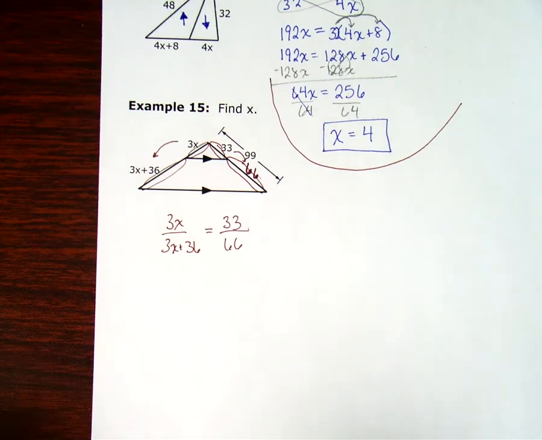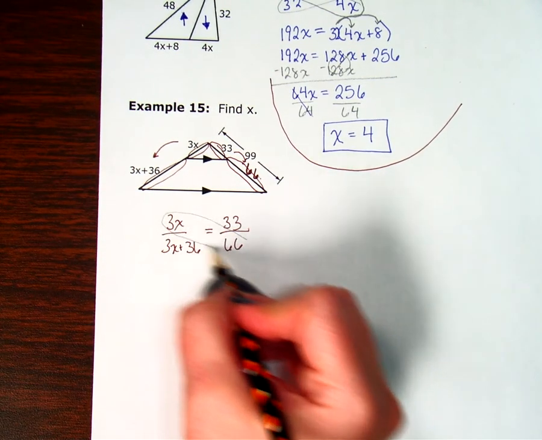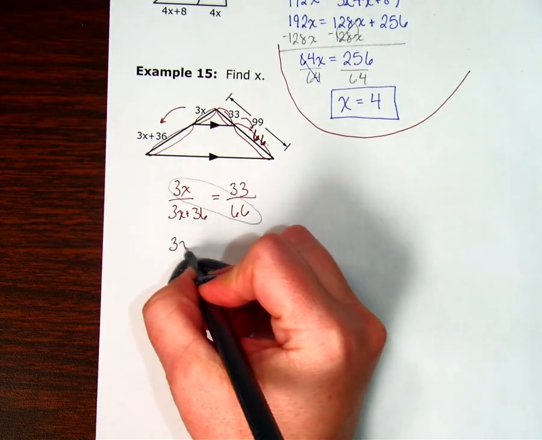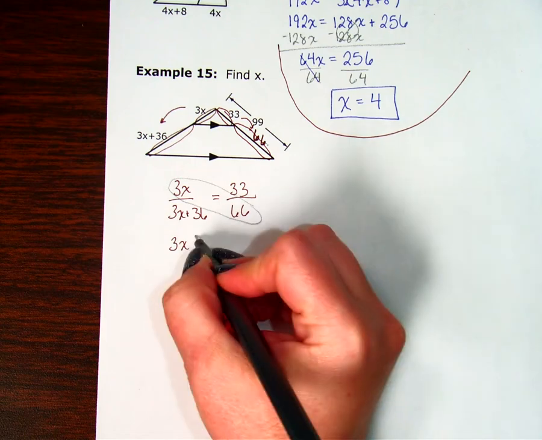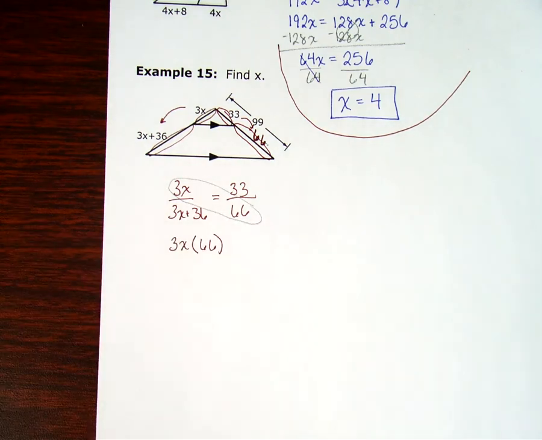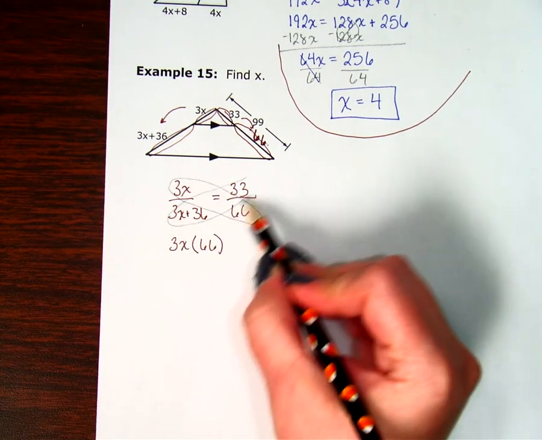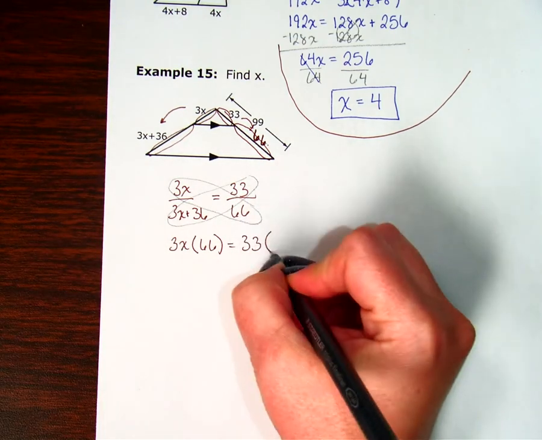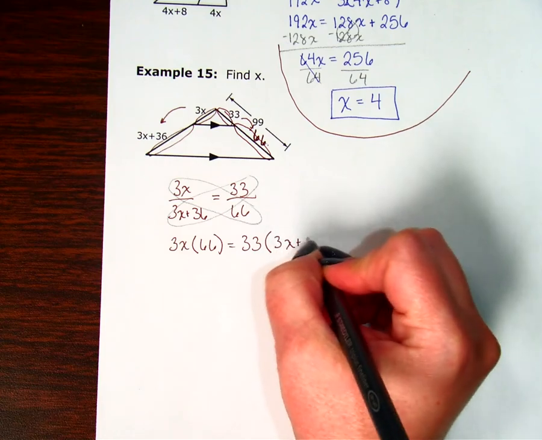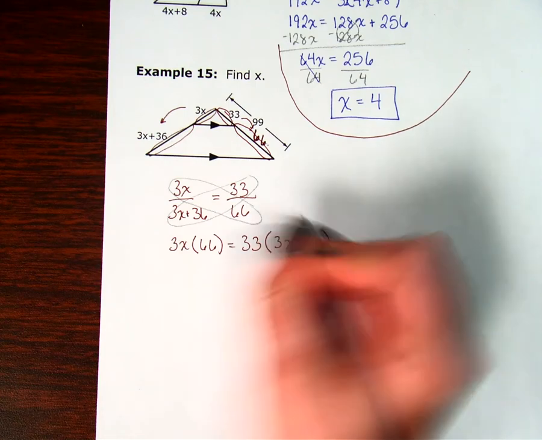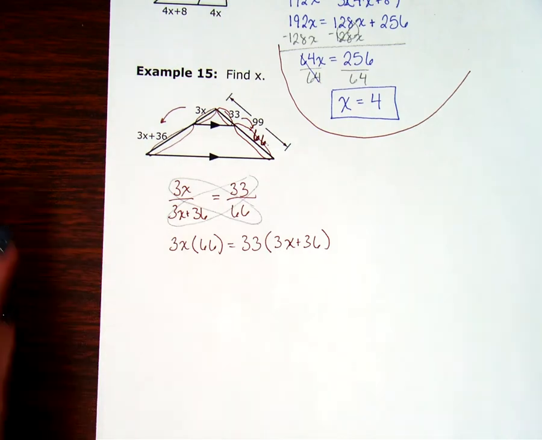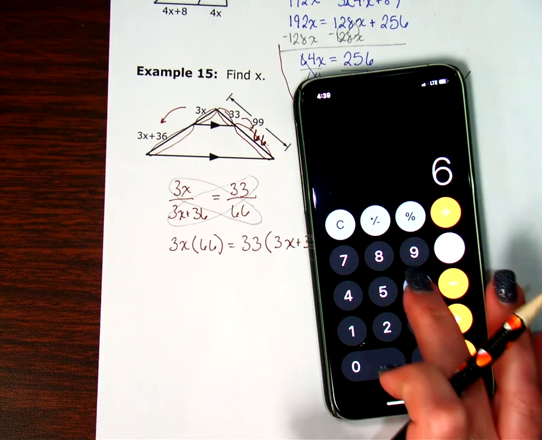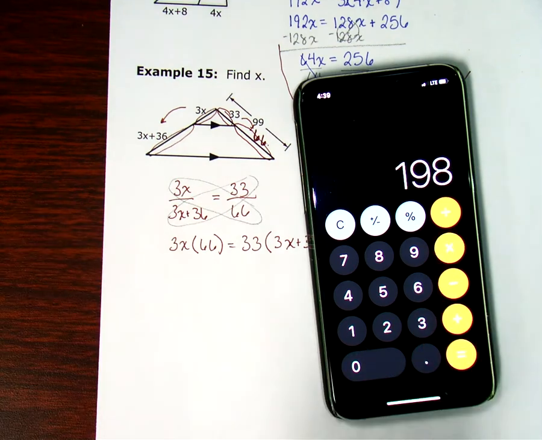Now this is ready to cross multiply. So I'm going to multiply here, 3x times 66. And then I'm going to multiply here, 33 times that whole thing, 3x plus 36. So 33 times the whole thing, 3x plus 36. This is ready to go in my calculator. I'm going to do 3 times 66 for the left-hand side. 3 times 66 gives me 198x.